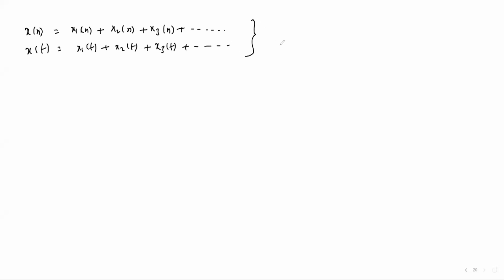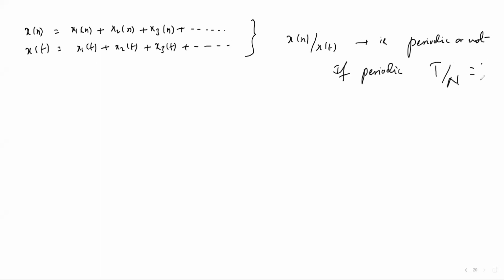In this kind of signals, whether the given signal x of n or x of t is periodic or not, first we have to find. If periodic, what is the time period? That is the most important topic for us. Here I'll give the procedure to find this. You have to observe the procedure first.